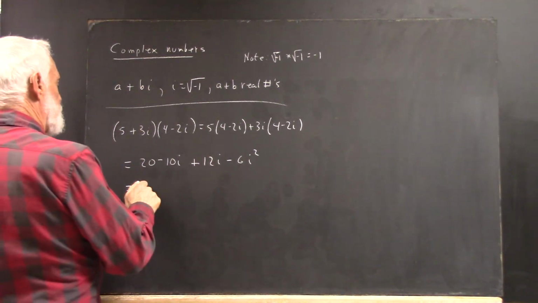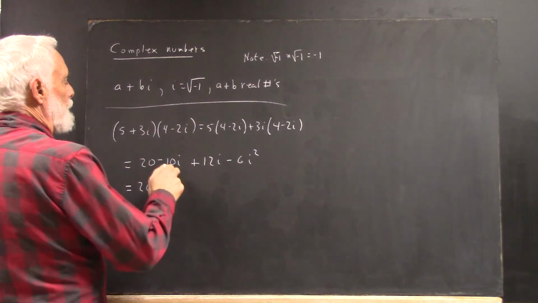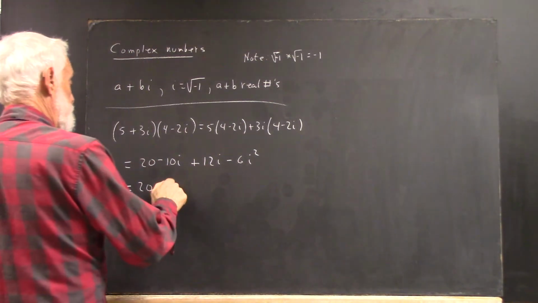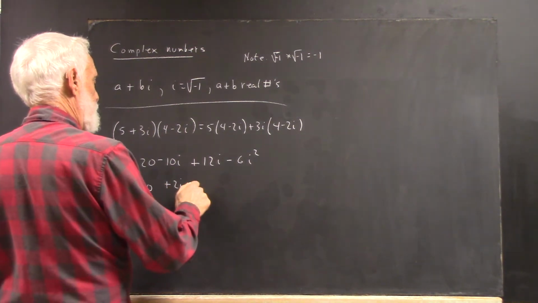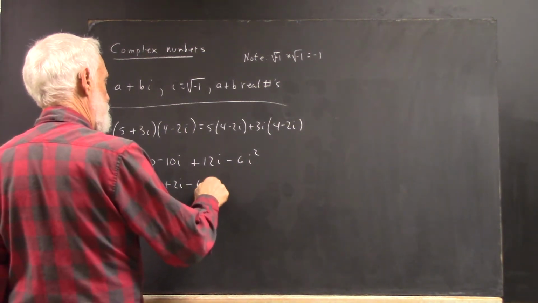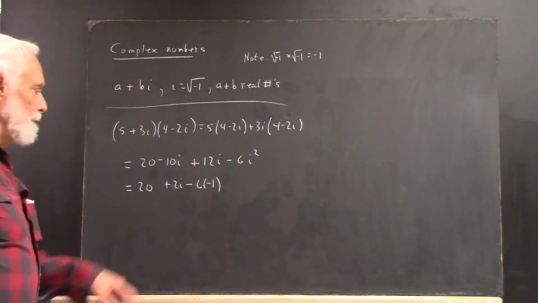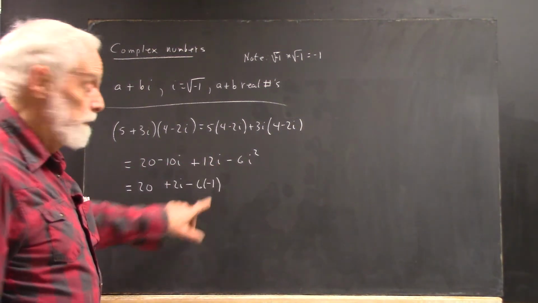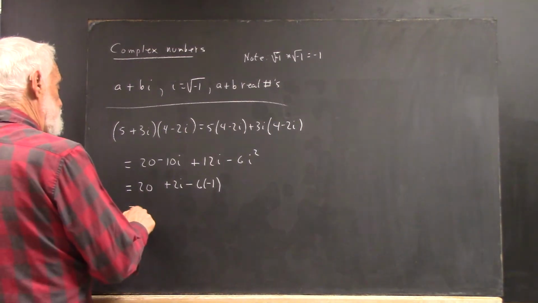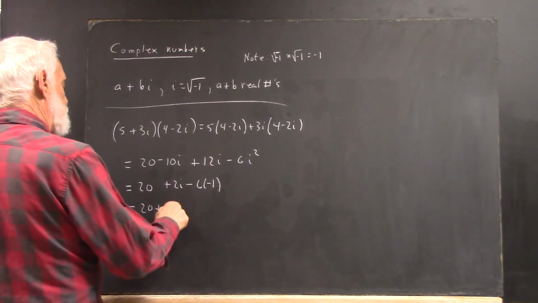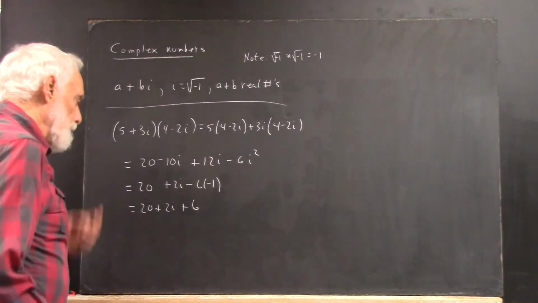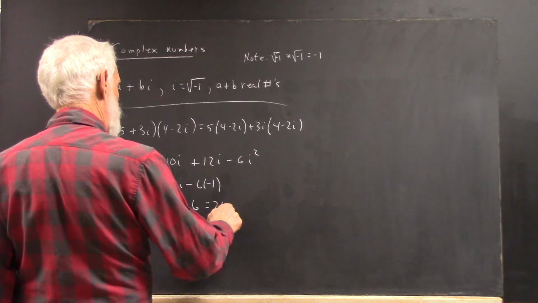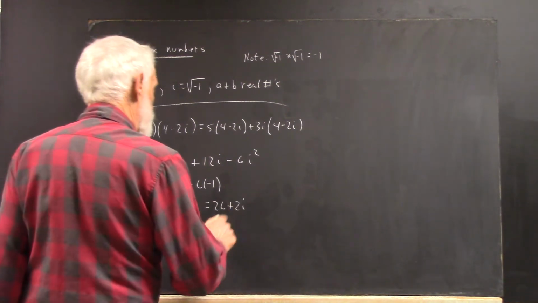So we can say this is 20. Now the negative 10i and the 12i add up to 2i. And then it's negative 6 times i squared. i squared is negative 1. And not skipping any steps here. That gives us a plus 6. And we find that it's 26 plus 2i.